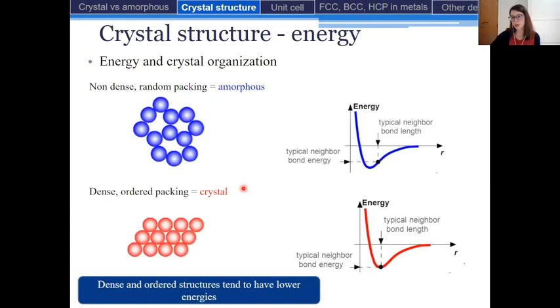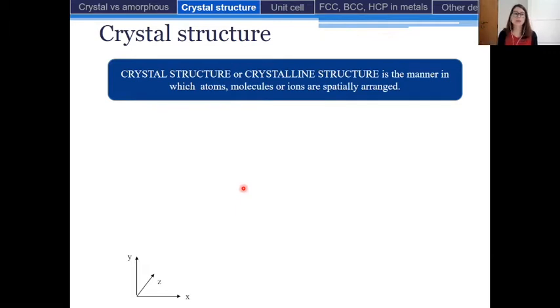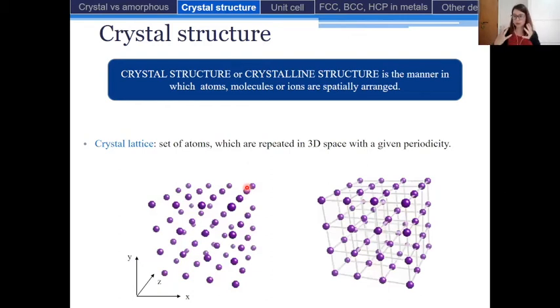And so this will have some consequences when we introduce material properties. So now let's focus on crystal structure or crystalline structure. So crystal structure is the manner in which atoms or molecules or ions are spatially arranged. And in order to describe the crystal structure of our material, we will introduce the crystal lattice. So the crystal lattice is a set of atoms which are repeated in three-dimensional space with a given periodicity. So this is our crystal lattice, and we are going to describe the crystal structure of this crystal lattice.